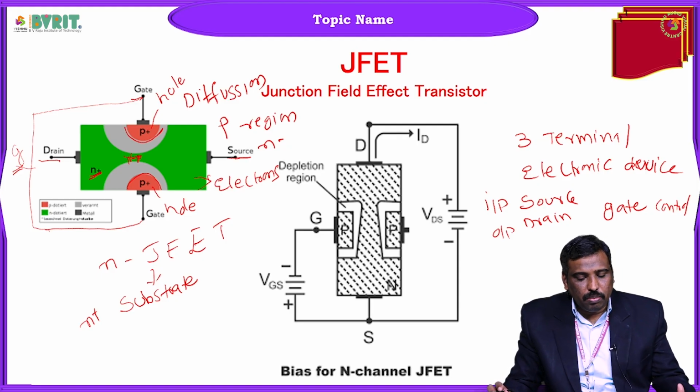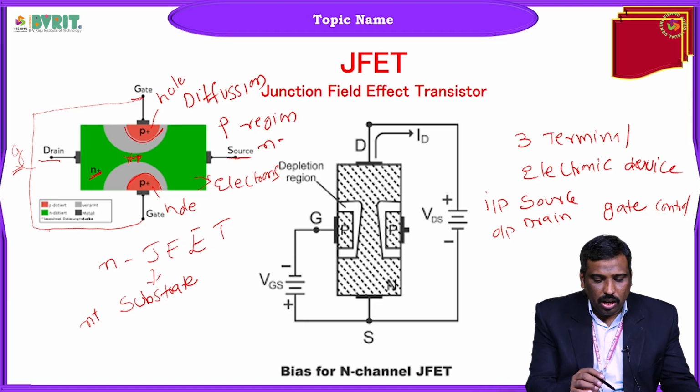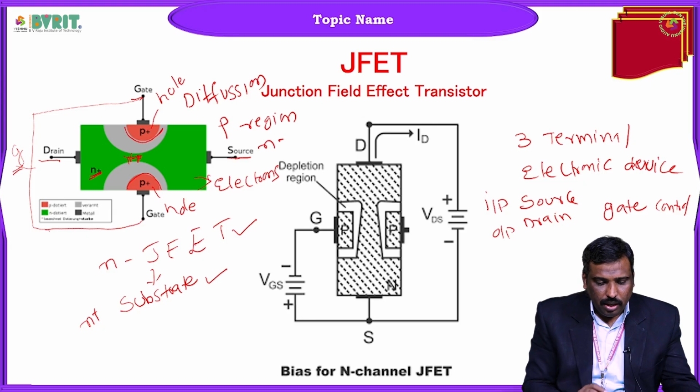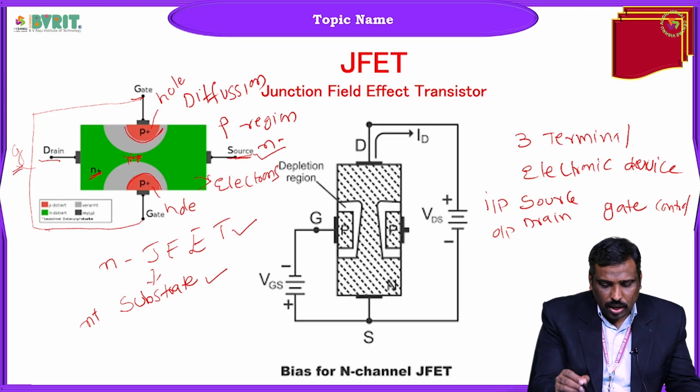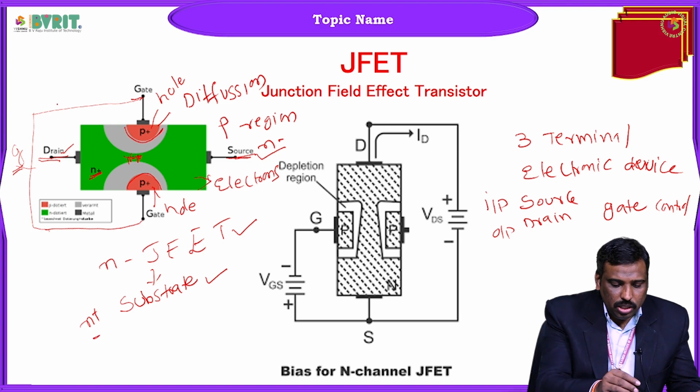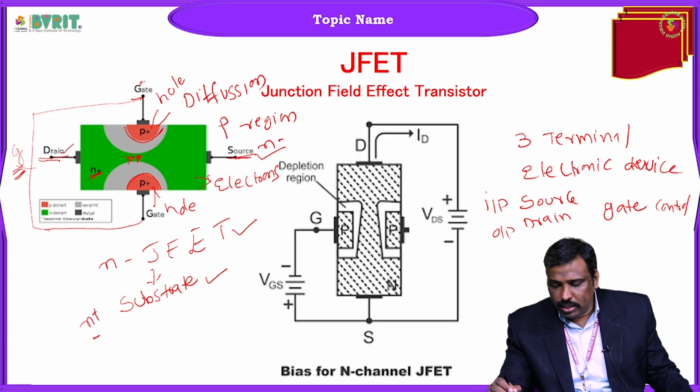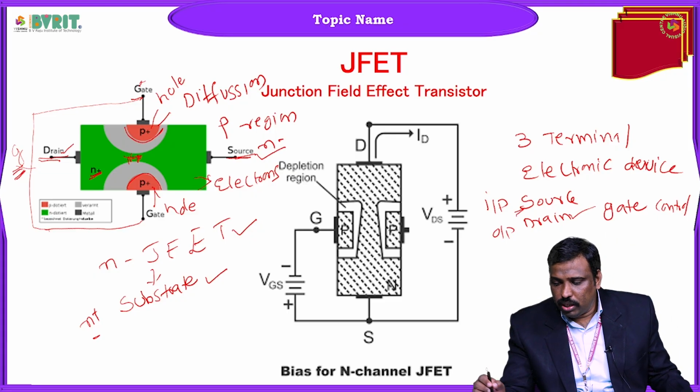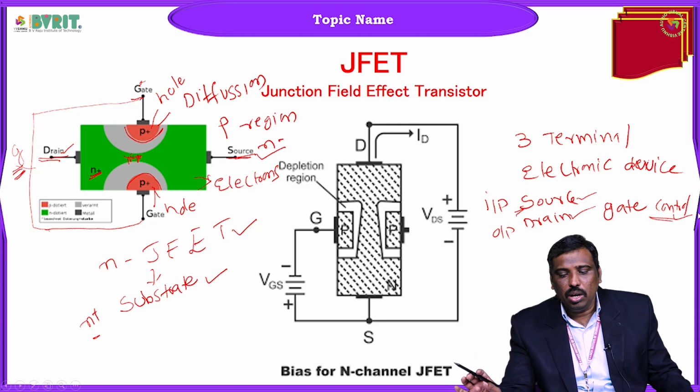So, the summary: in order to form an NJFET, we take an N-type substrate. The two ends act as a source and drain. In order to form the gate, we form two P regions on both sides of the N plus material. Then by shorting these two, it acts as a gate terminal. The source is used as an input terminal, the drain is used as an output terminal, and the gate is used as a common or control terminal. That's it. This is about the construction of NJFET.